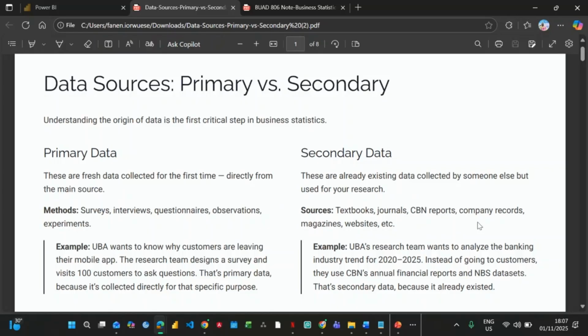websites, and all that. So assuming that the research team of the bank wants to analyze the banking history trend for 2020 to 2025. Instead of going to customers, they use the CBN annual financial report and NBS data set. That is a secondary data source, because the data already exists somewhere, so they just go there, get the data, and use it to do their report. Do you understand? That is the difference between the two data sources.